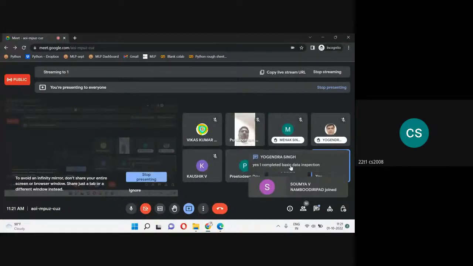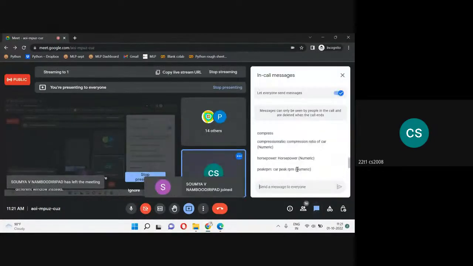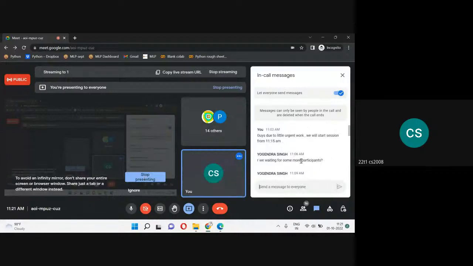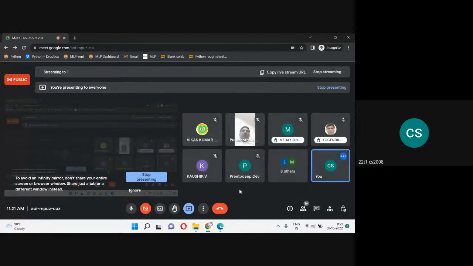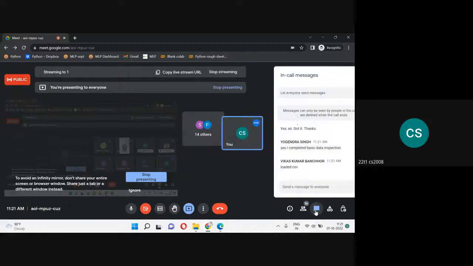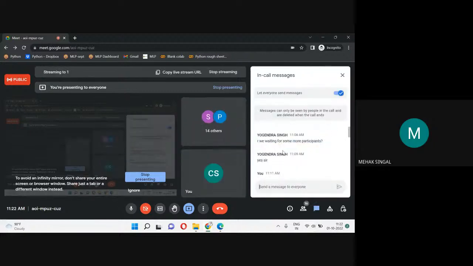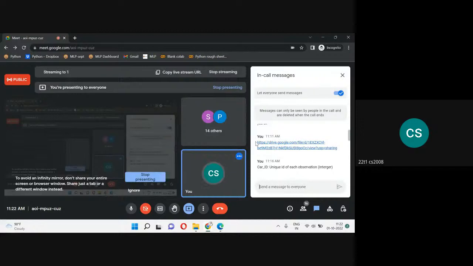Yes, Yogendra has completed basic data inspection. Great. Okay, loaded CSV. Is there anyone who hasn't loaded CSV? Mac, have you loaded the CSV, or have you raised your hand? Okay, so I have loaded the CSV file. Okay, that is what we need.